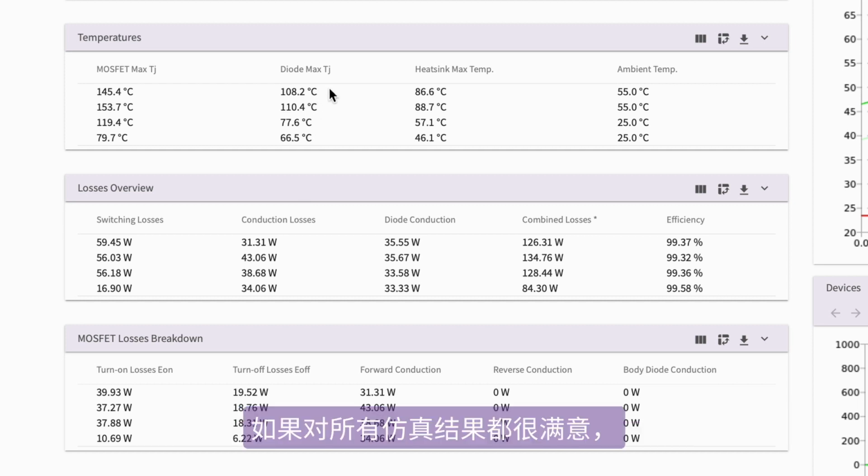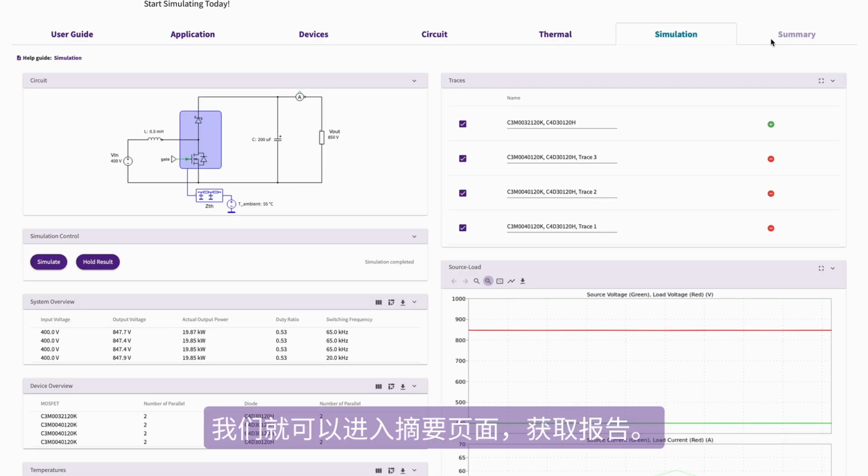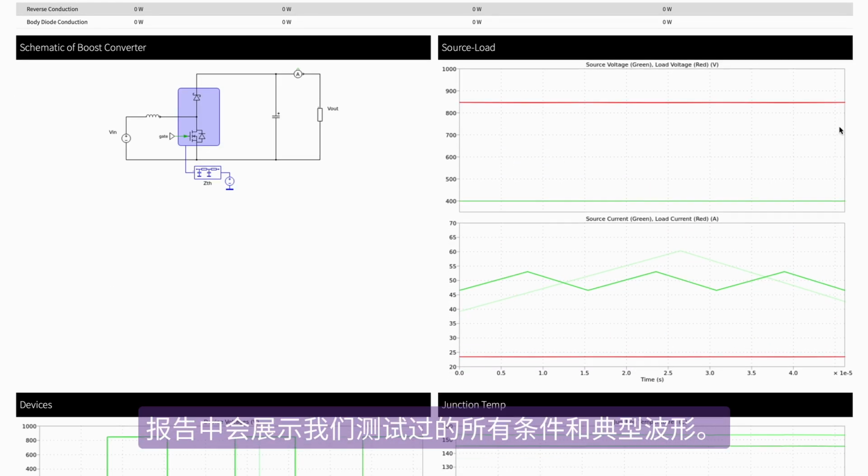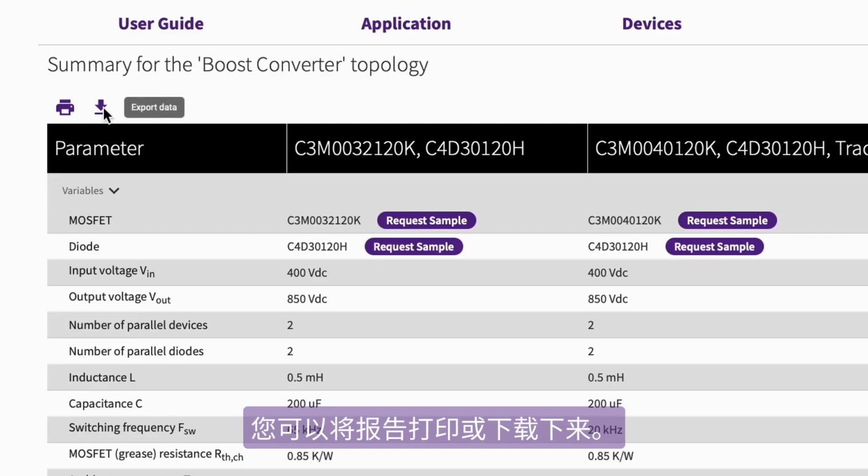Once you're satisfied with all the simulation results, we can go to the summary tab to get a report of all the conditions we have tested and with typical waveforms. You can print or download the report.